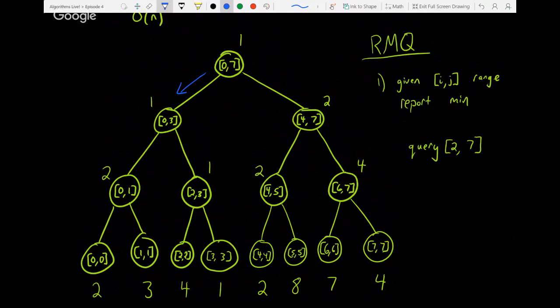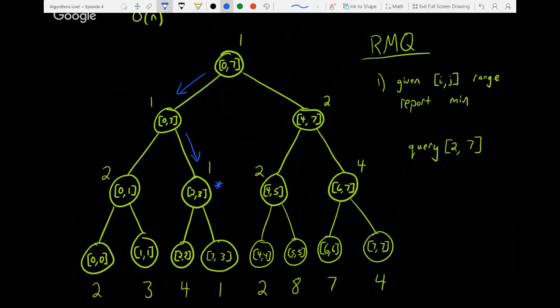0, 3 is not completely covered by 2, 7. So I'll go down my left child again. Well, this is completely disjoint from 2, 7, so I can stop. Don't have to cover it at all. So that doesn't get touched. Then I go down my right child. 2, 3 is completely covered by 2, 7. So I can return up the tree this value of 1. That's going to be my range min.